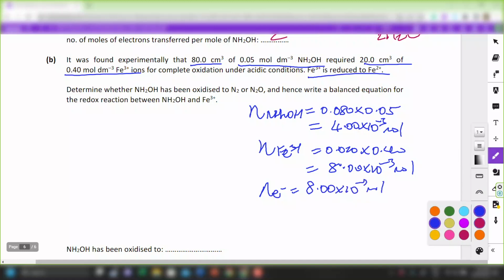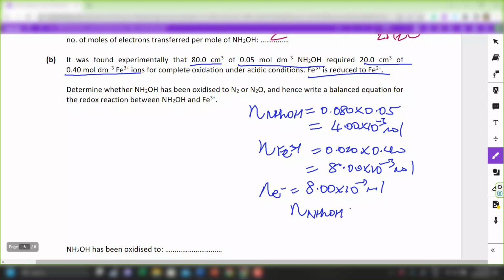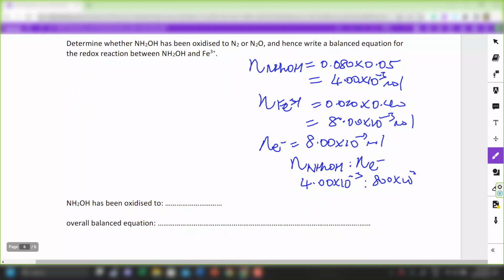Then we use the same logic as what we used earlier on, because this number of moles of electron transferred must come from hydroxylamine. So we are going to take the ratio between hydroxylamine and the number of moles of electrons. So that will be 4.00 times 10 to the power of -3 is to 8.00 times 10 to the power of -3. And then we are going to look at a ratio of 1:2. Therefore for every 1 mole of hydroxylamine, 2 moles of electrons are being transferred.